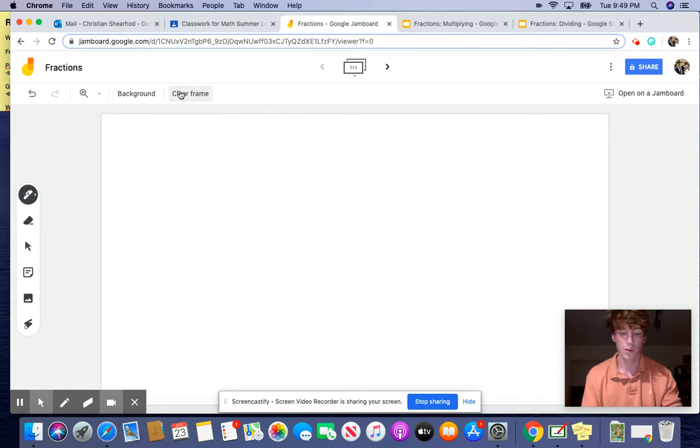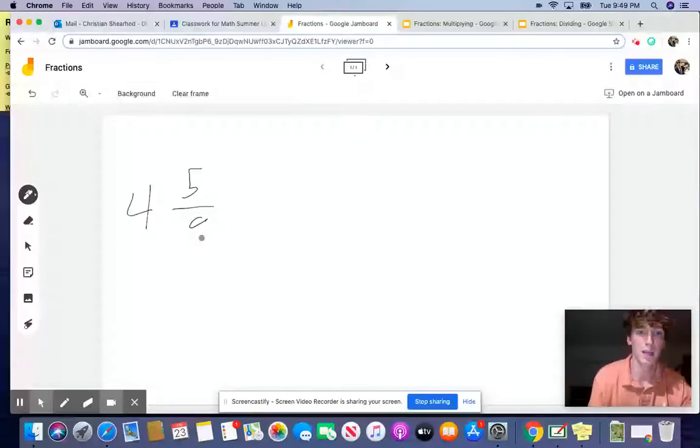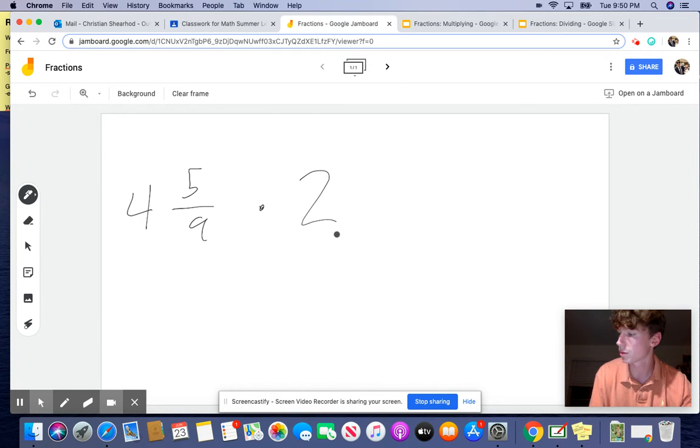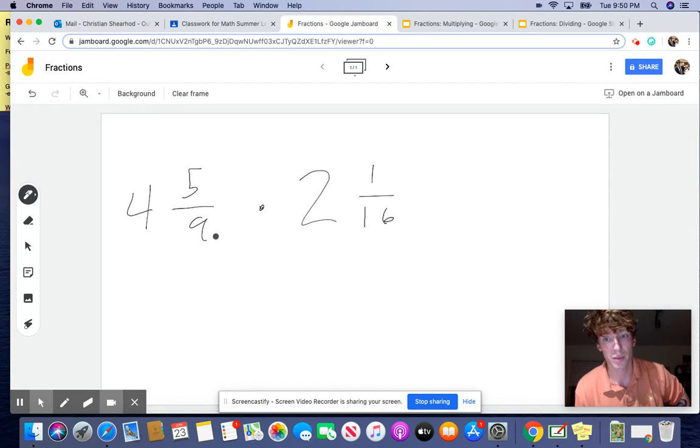Okay, so we have 4 and 5/9. Then we have 2 and 1/16. Okay, so we're going to make these into improper fractions. Right now, they are mixed numbers. Okay, we need this to be just a single fraction, and this just to be a single fraction without all this mess in front of it.